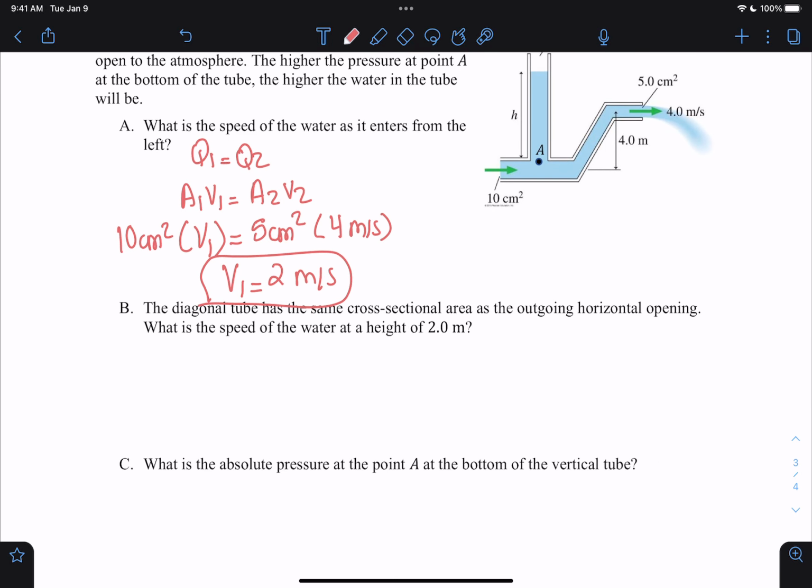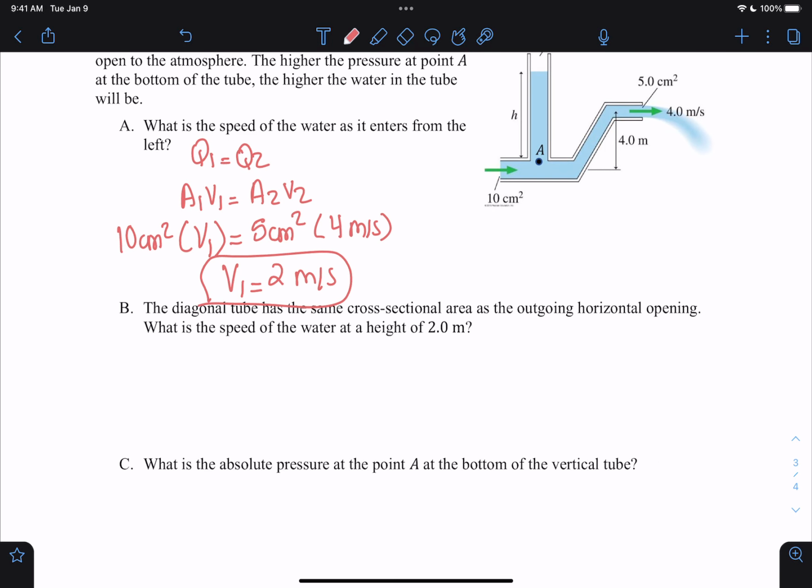Because remember, we want the flow to be constant everywhere, right? Q1 has to equal Q2. Wherever you set your Q1, wherever you set your Q2, the flow has to be the same. So Q1 is equal to Q2.